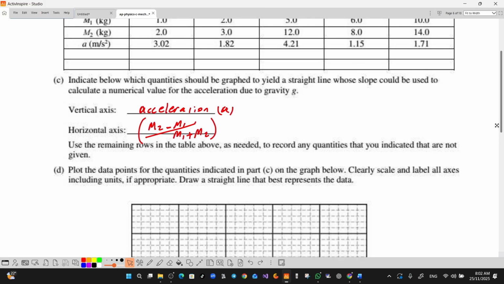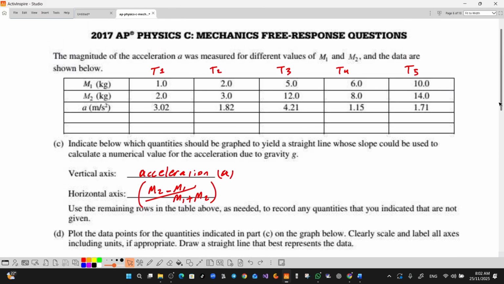Now, use the remaining rows in the table above as needed to record any quantities that you indicated that are not given. Now, the quantity that is not given here, according to the constructed equation, a is equal to g times m2 minus m1 over m1 plus m2, is actually this quantity. Whenever we want to plot, we will need a and the fractional mass to get the slope. Although they provided me with two rows, I will need only one quantity here and no need to fill the second row. We just need to fill the first row.